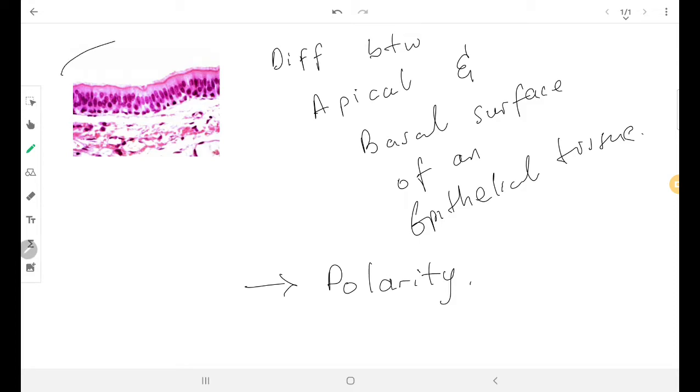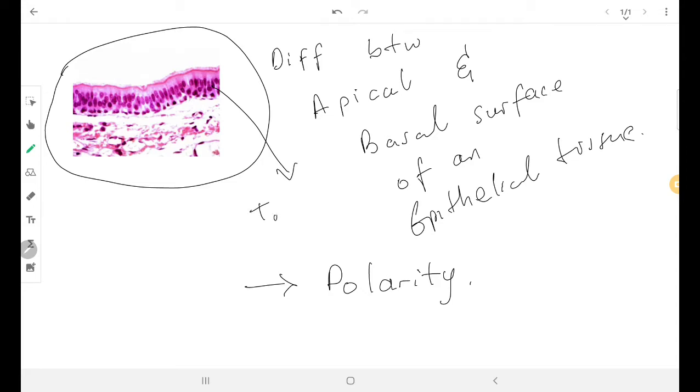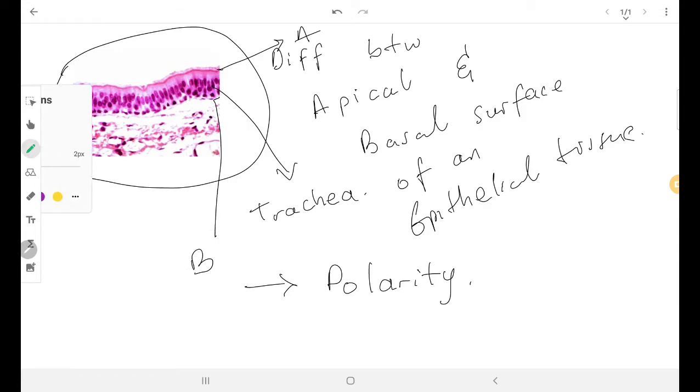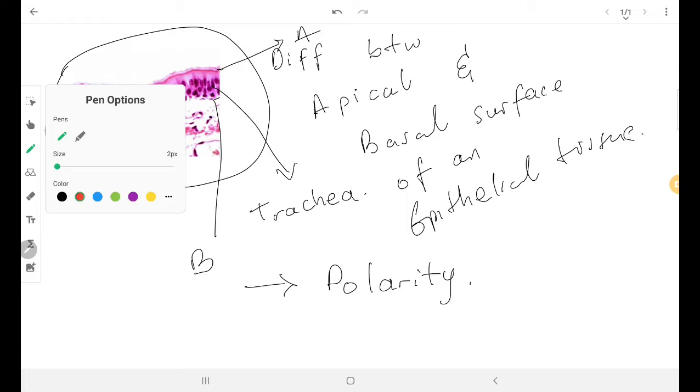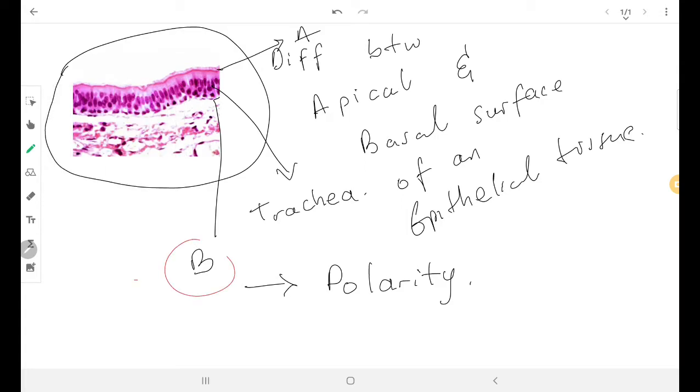Now, this here, for example, shows us a certain epithelial tissue, which is this in the trachea. Now, this particular tissue has two surfaces. It has surface A, which is what you see here, and also has surface B, which is what you see here. And I'm just going to circle this in red so it's more prominent.